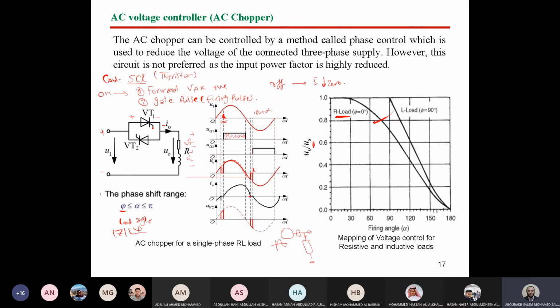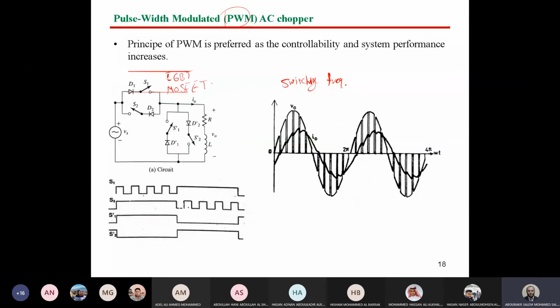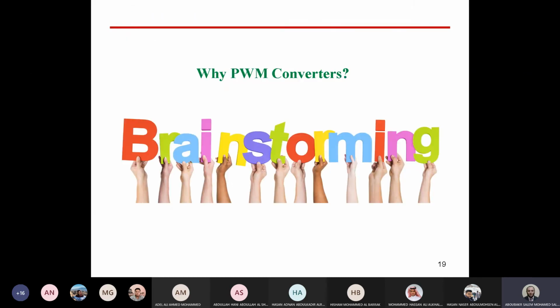Compare this current with the previous current. Can you see the current here? Is the current sinusoidal? It's not sinusoidal. It has a lot of harmonics. So this is the aim now of using the PWM AC chopper: to reduce the harmonic content. For that, we prefer PWM control. So this is why PWM converters are important.